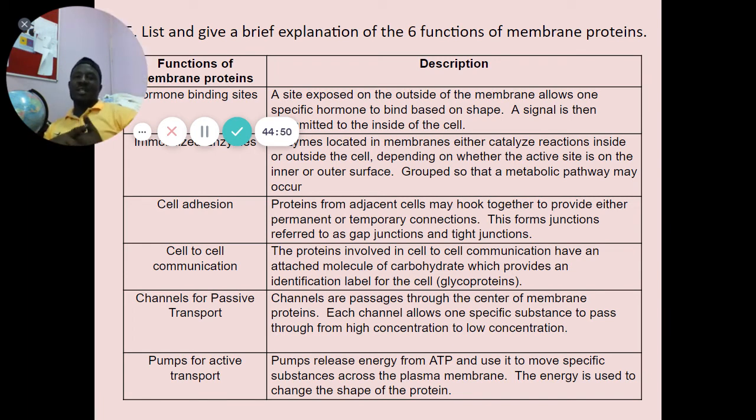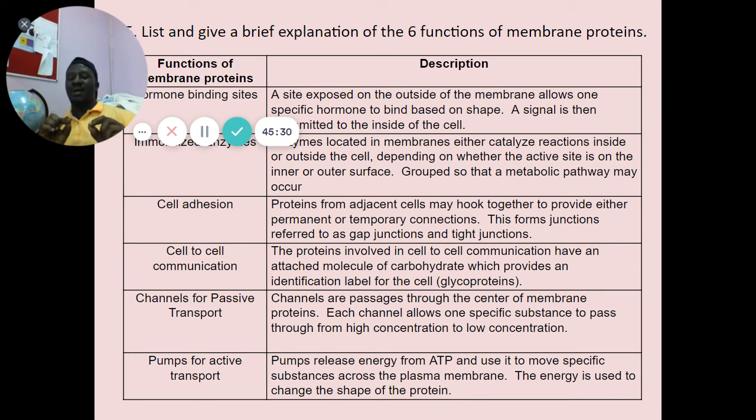That are important in facilitated diffusion. For example, channels are passages through the center of membrane proteins. Each channel allows one specific substance to pass through, from high concentration to low concentration. So that's when you see those channels. We have the voltage-gated protein channels and ion-gated protein channels. For them, they allow a specific ion to go through.